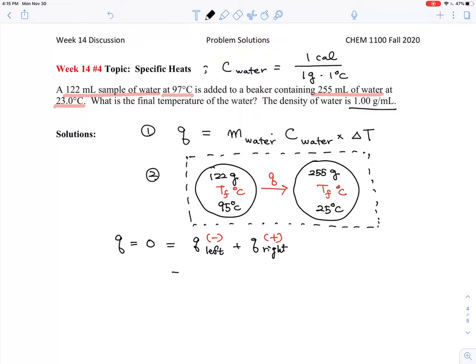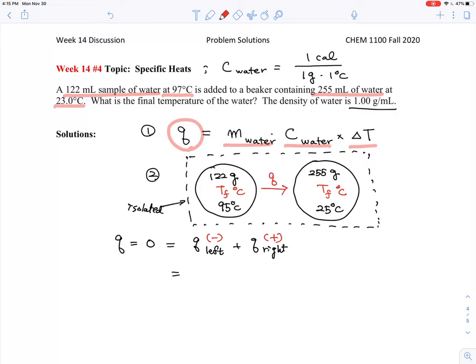Now, because this is an isolated system, I'm only dealing with these two cases. All the heat from the left hand side will be used to raise the temperature on the right hand side. That's what this question is about. So let's use the equation shown up here. The Q is mass times C times the change in temperature.